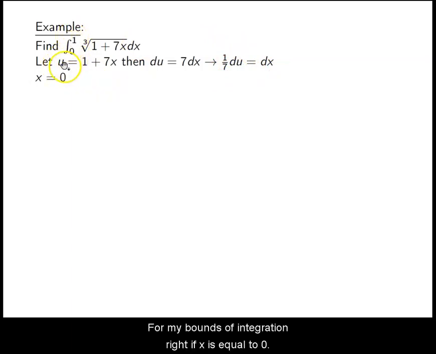For my bounds of integration, if x is equal to 0, well, I'm now going to be differentiating with respect to u, not with x.